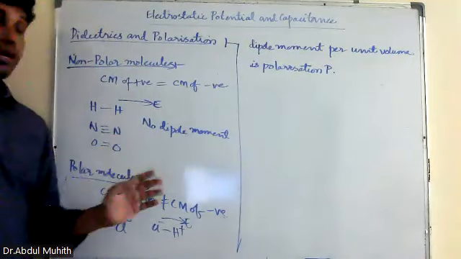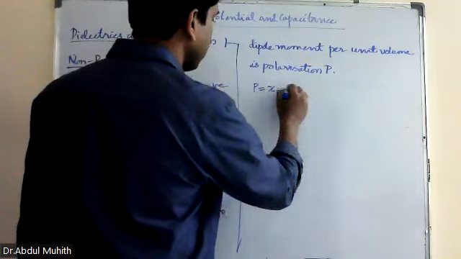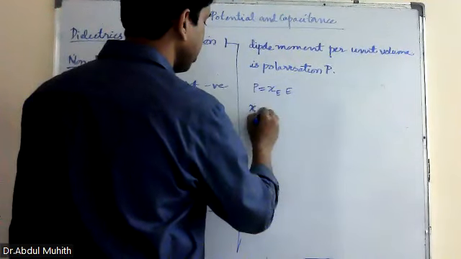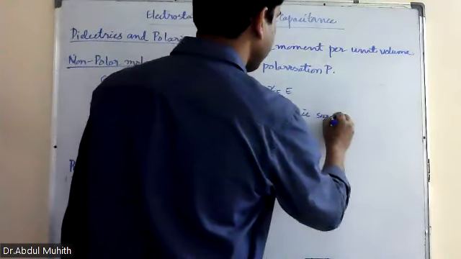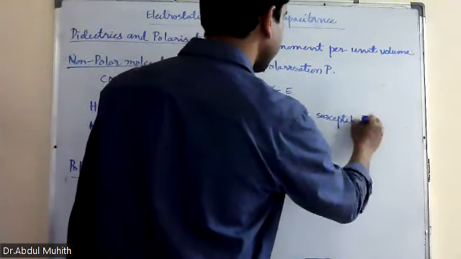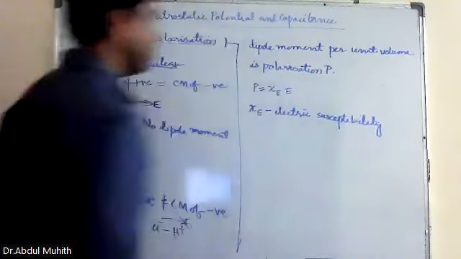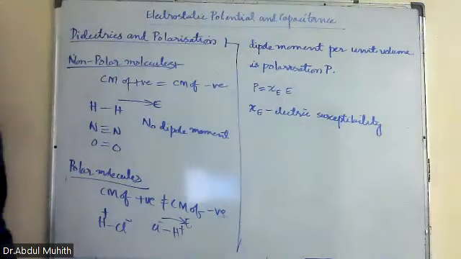Okay, so we have P is equal to chi E into capital E. P is equal to what? Chi E into capital E. Chi E is said to be the electric susceptibility, and E is the electric field. Clear? So this completes your first part.